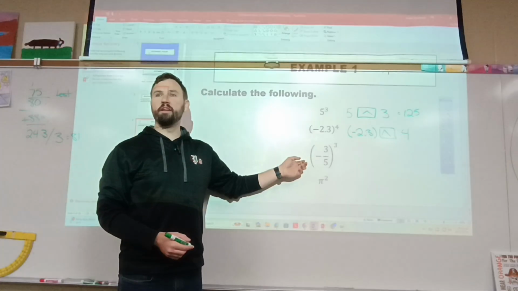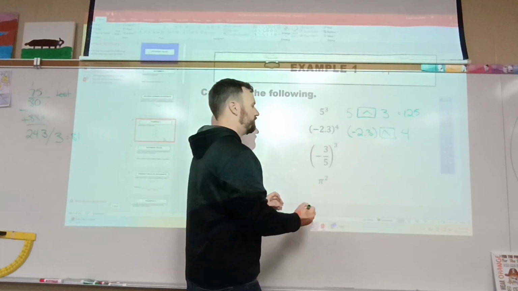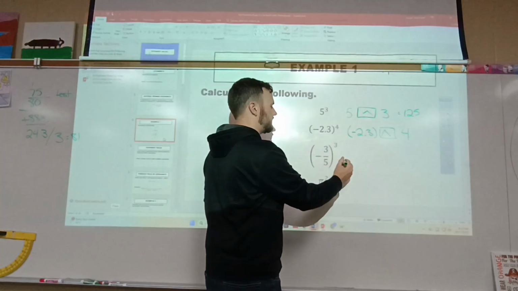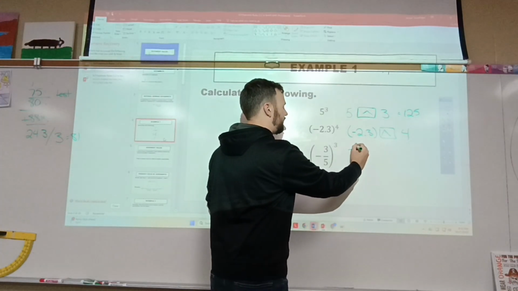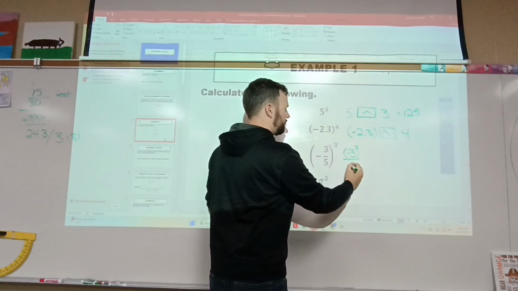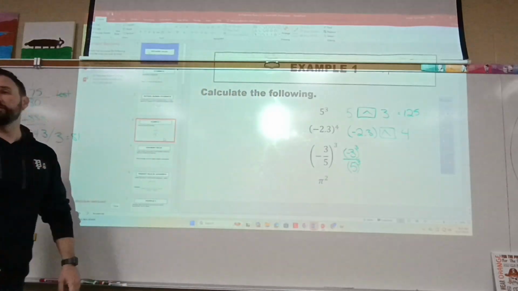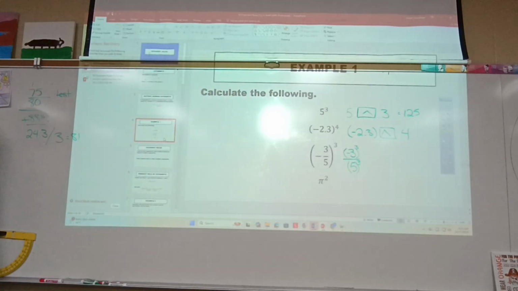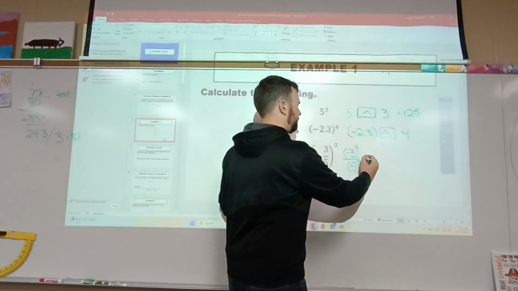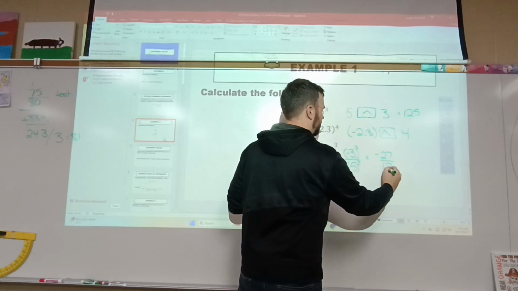Fractions. Reminder with fractions. What do I do with a fraction with a power? Where does that power go? Like if I want to write the answer as a fraction, this is the same thing as negative 3 to the third over 5 to the third, right? When you have a fraction, they're both being taken to the third. Now, if you want a decimal, just plug the whole thing in. You're fine. That's negative 27 over 125.